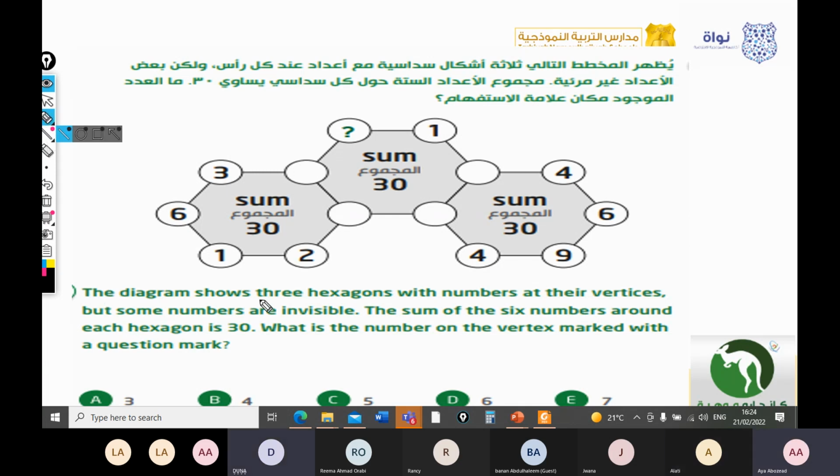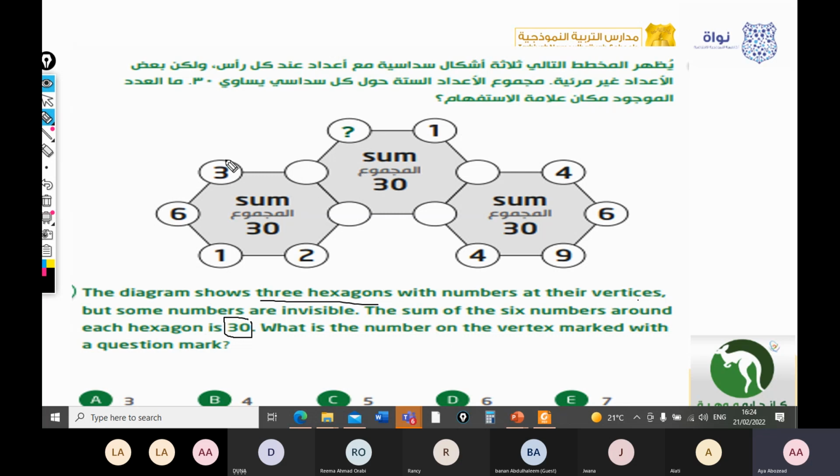The diagram shows 3 hexagons with a number at their vertices, but some numbers are invisible. We don't have these numbers. The summation of the 6 numbers is 30. The summation of the numbers around each hexagon is 30. What is the number on the vertex marked by the question mark?